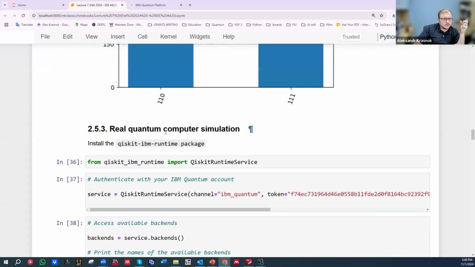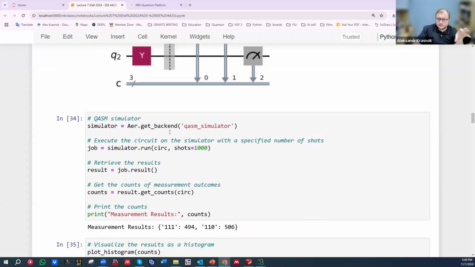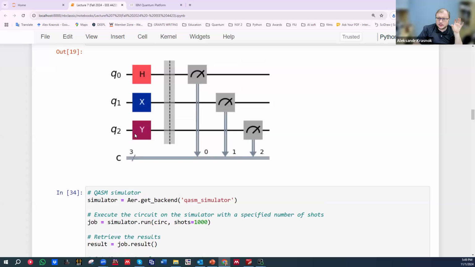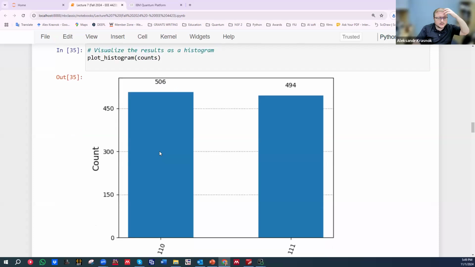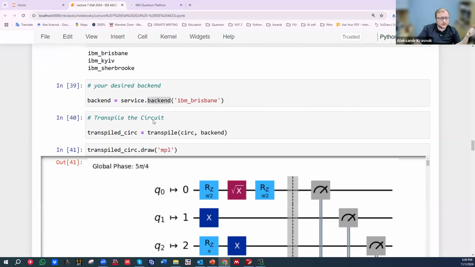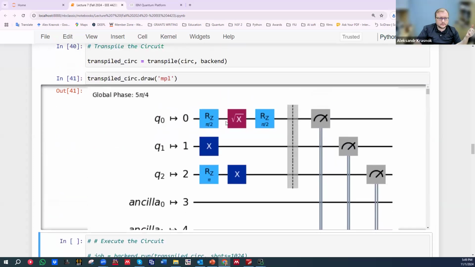Okay, so the circuit that I plan to simulate is this one. It's a theoretical circuit consisting of 3 qubits with single-qubit gates, Hadamard, X and Y. But after transpiling this circuit, I got this.